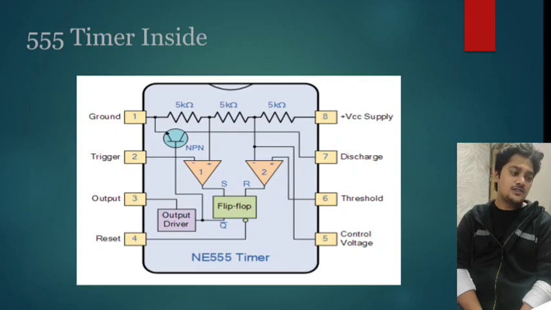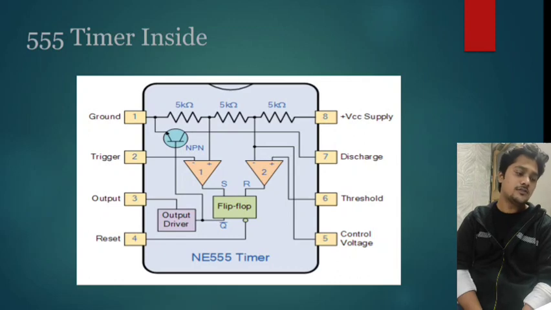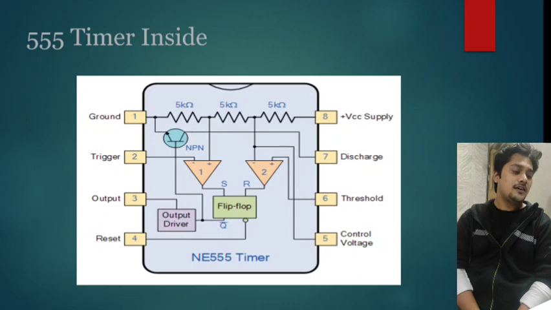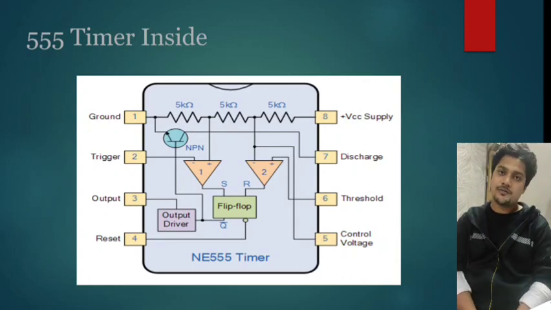So as we have to trigger this device, we needed to connect the negative terminal of the op-amp. Similarly, we have to discharge the device, and for that we have to use a transistor here. So the base of the transistor is directly connected to the flip-flop, the emitter of the transistor is connected to the 5 kilo ohm resistors, and the collector of this transistor is connected to the 7th pin of the IC, which is the discharge. That is all of this schematic of the 555 timer inside.